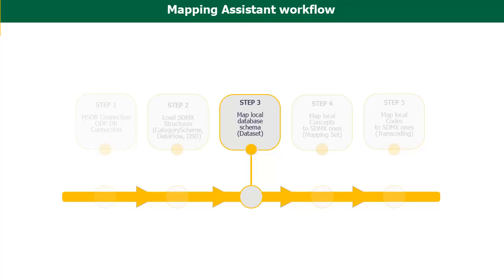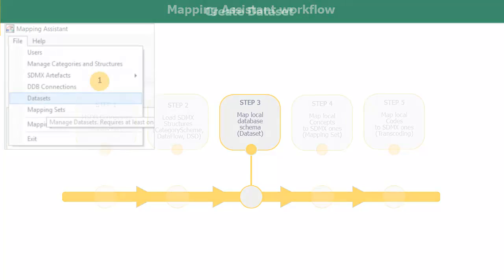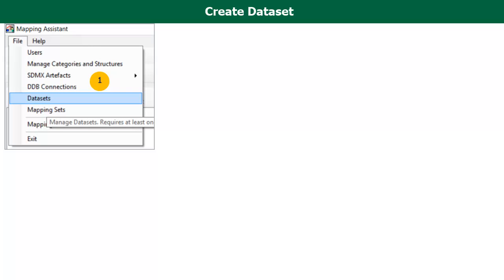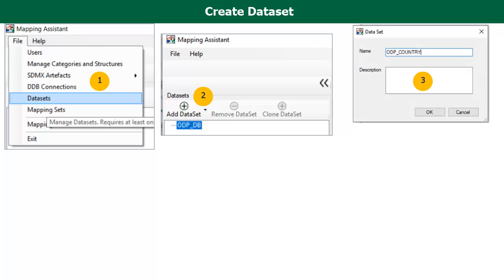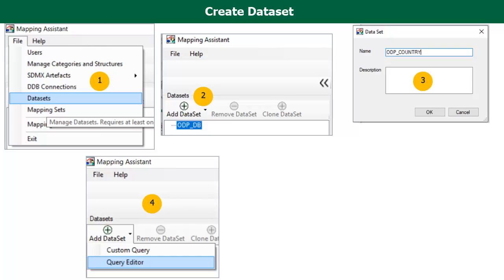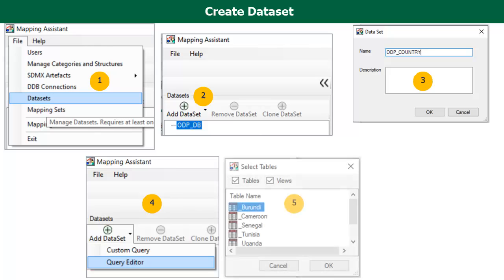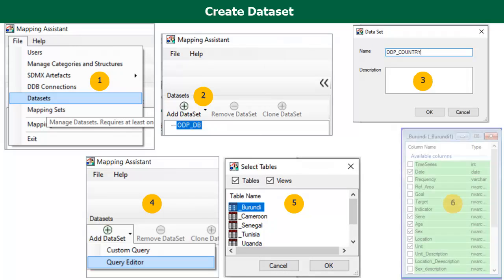Now, Step 3 is to create a dataset from the ODP database to be used to map with the data flow. In order to create a dataset, you click on File, then select Datasets. Select the ODP database connection and click on Add Dataset, where a prompt wizard will ask you to set the dataset name. Then select Option Query Editor to select a country table from the available list.